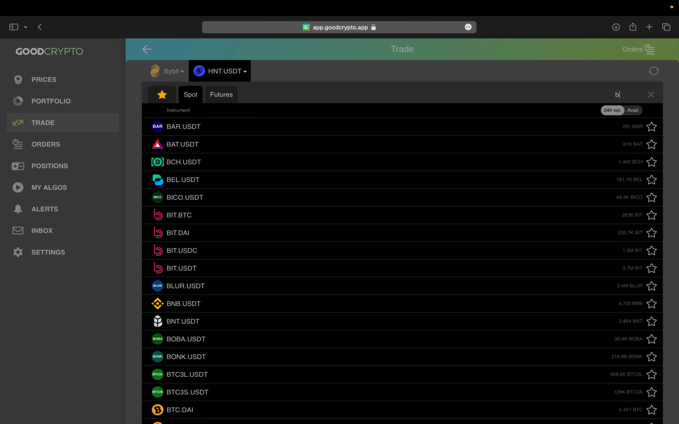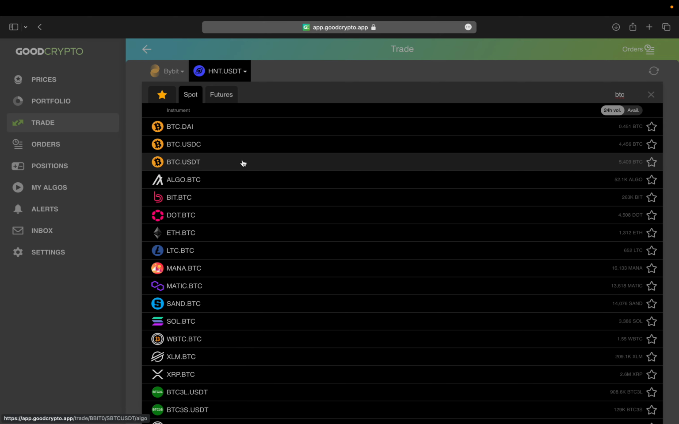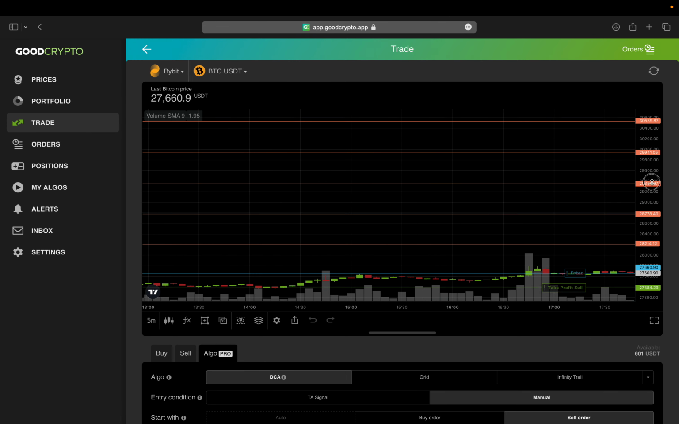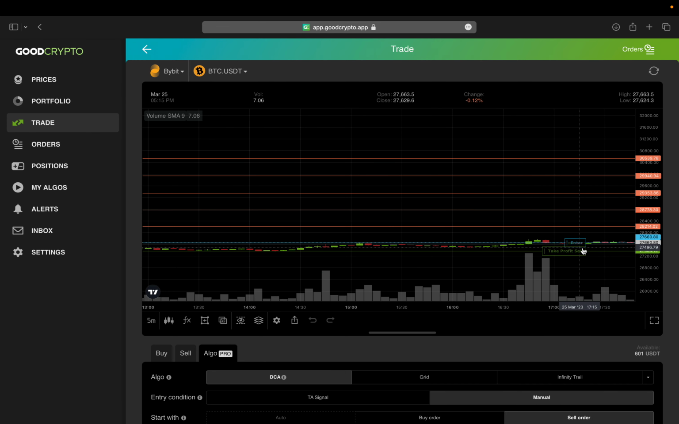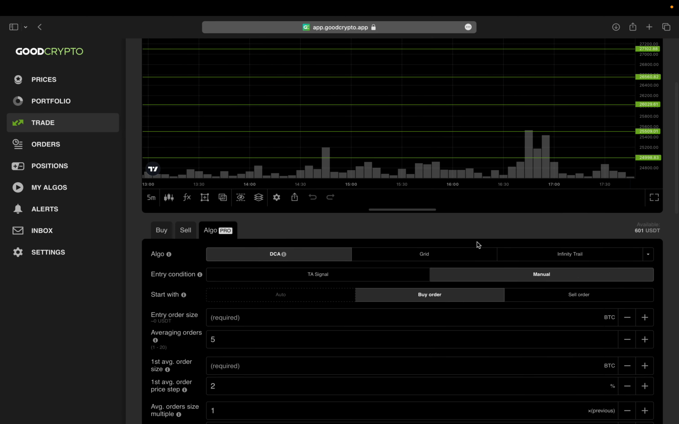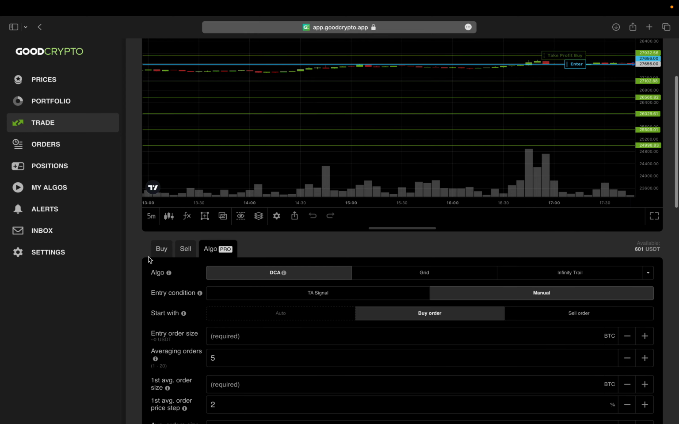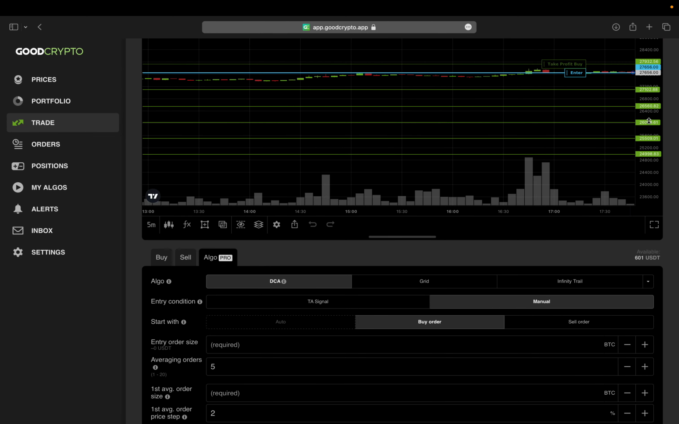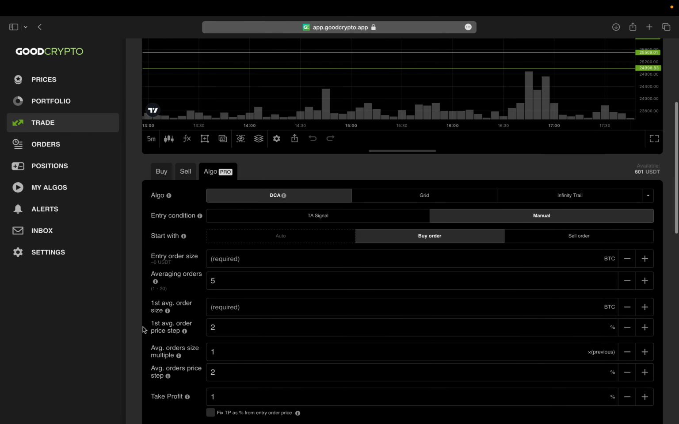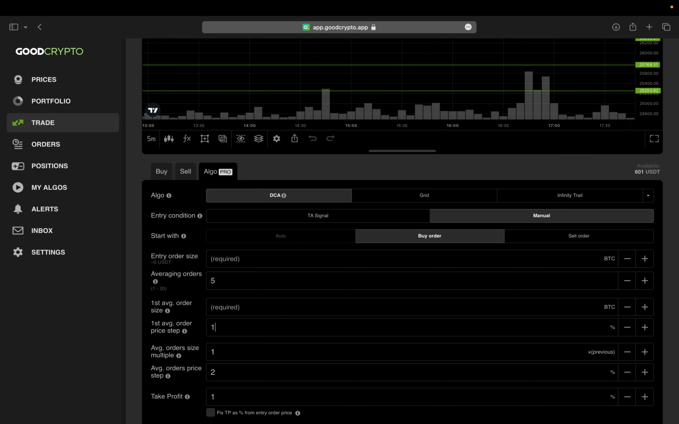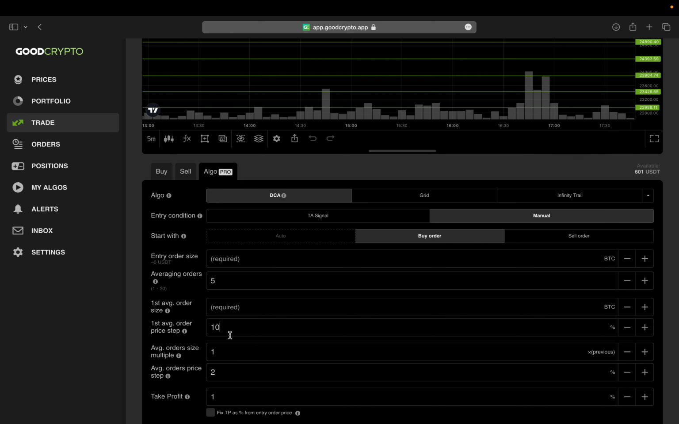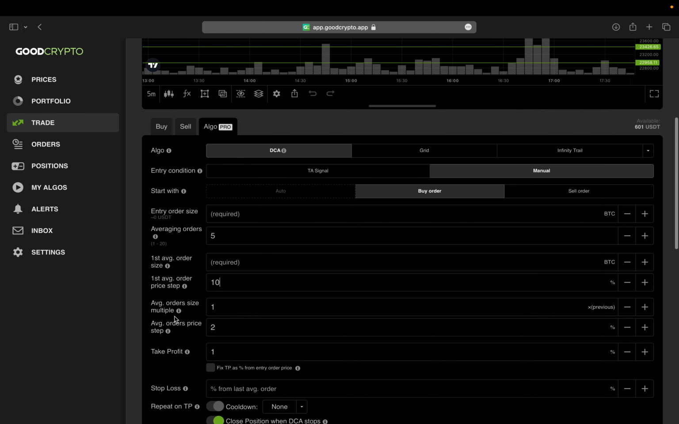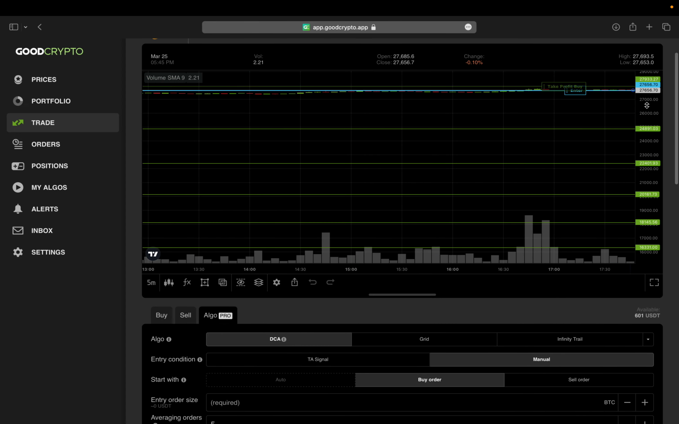You want to accumulate BTC, and so let's go to BTC, right? You want to accumulate BTC, and you're pretty comfortable. So you want to maybe enter right now. So you buy just a little bit. You start with buy, and you want to buy every 10% that BTC goes down. So here you go. First average order price step is 10%, and all other average orders are also at 10%. Here you go.